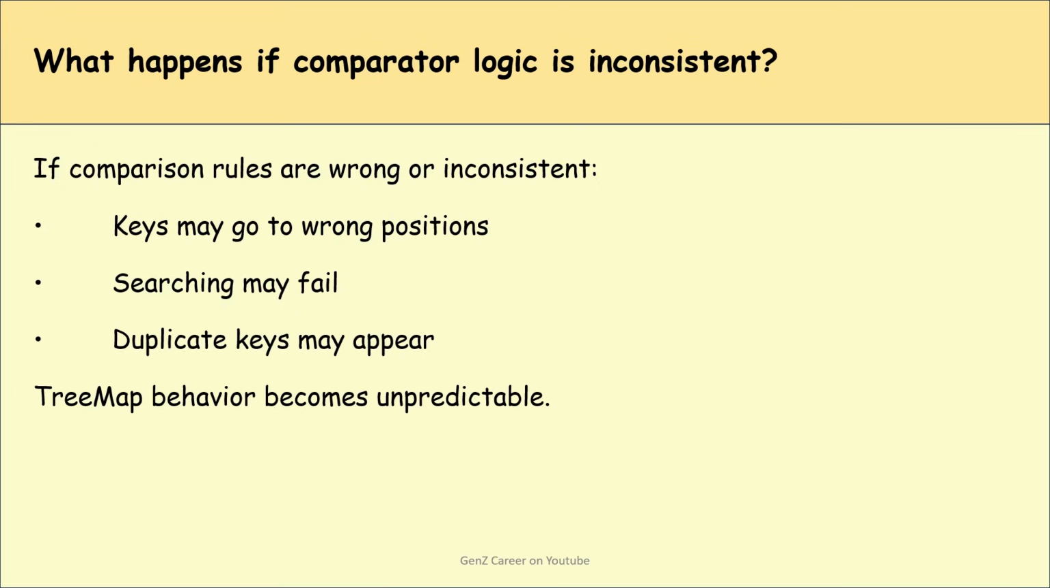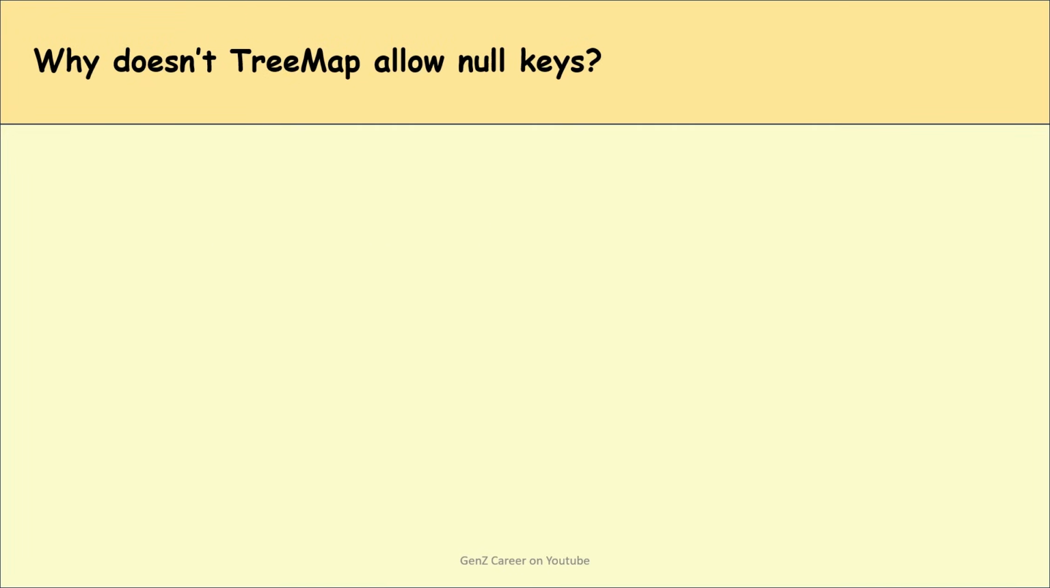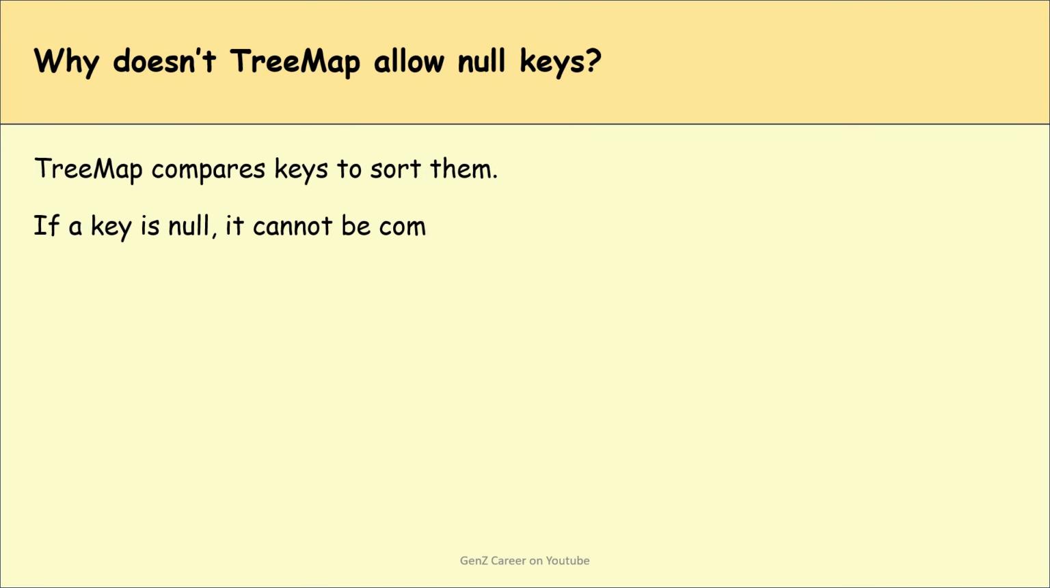Okay. Next question is, why doesn't TreeMap allow null keys? TreeMap compares keys to sort them. If a key is null, it cannot be compared using compareTo method or Comparator. So Java throws an error.